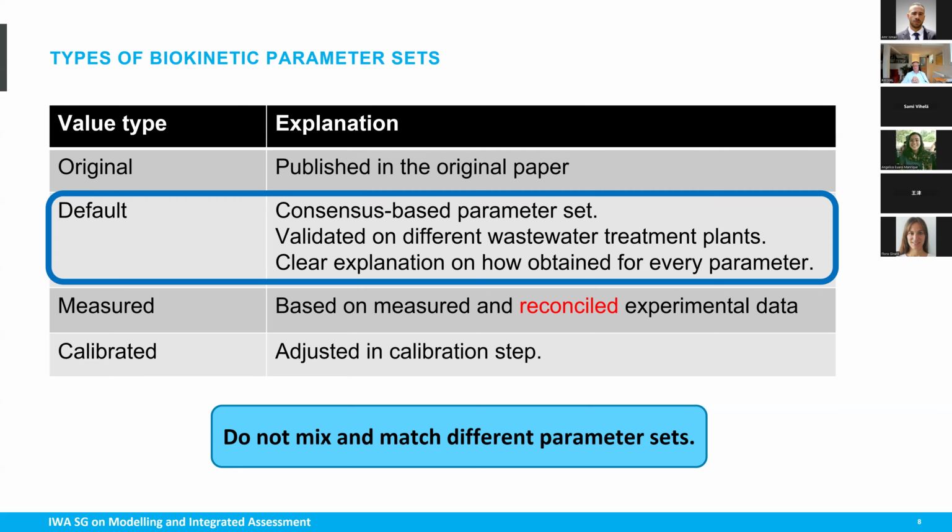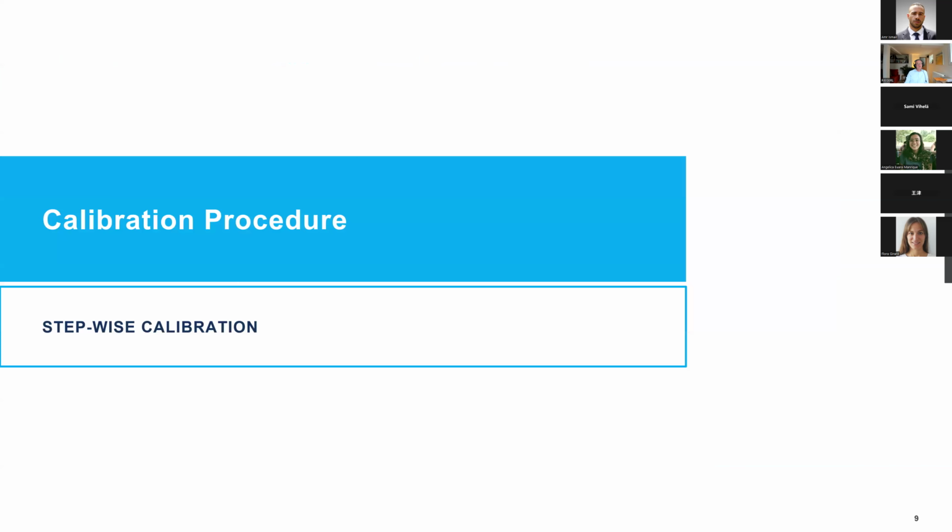Also important, I saw that quite often. Don't mix and match different parameter sets, right? So you have to go back to the original experimental data. If somebody calibrated parameters for one model and then you think, oh, I just apply the same value for another model, that does not work. So be careful not to mix them.